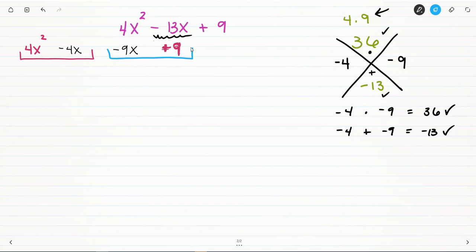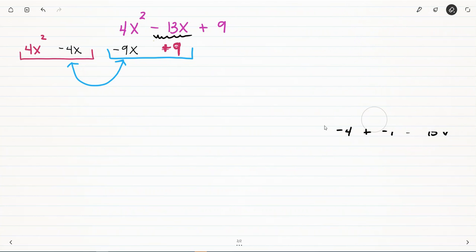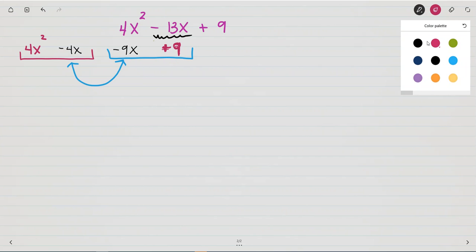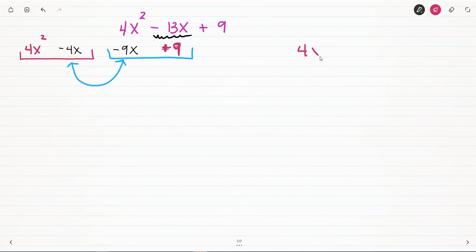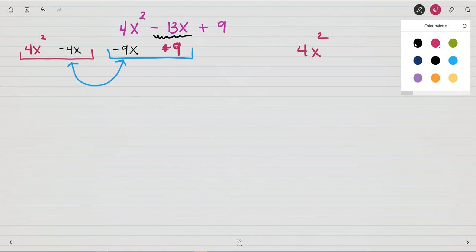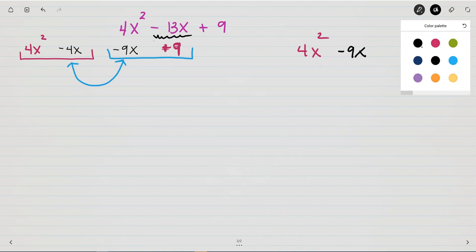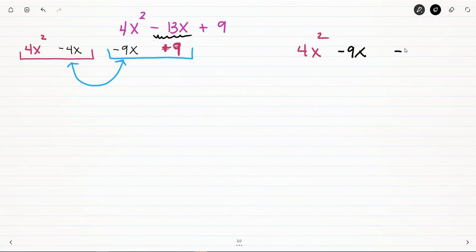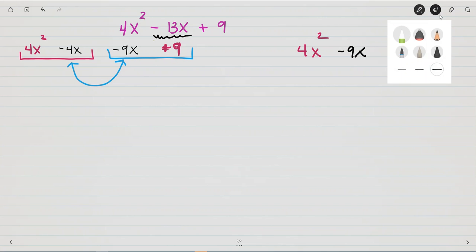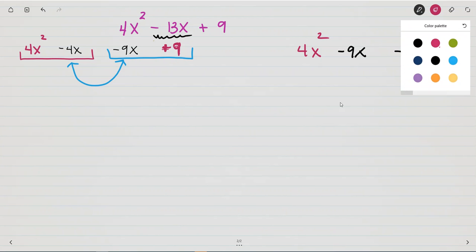Let me show you that if you had reversed this negative 4 and negative 9, that would have been okay also. We would have gotten the same result. And in fact, let me show you, we'll do this problem a second way. Over here, I'll show you what would have happened if we had in fact listed the numbers that way. So if we had put the 9x first, I want to show you that it still would have all been okay.